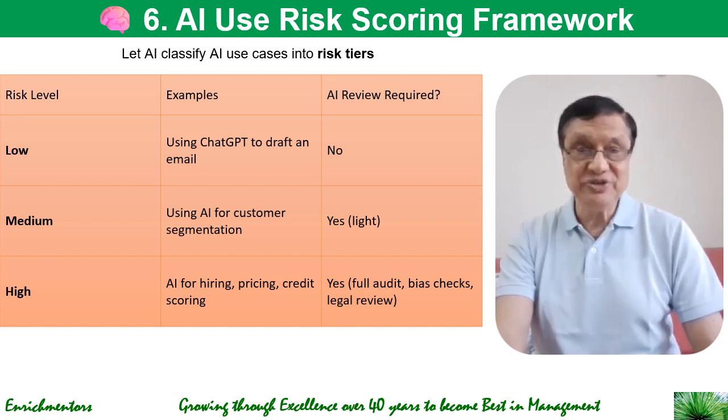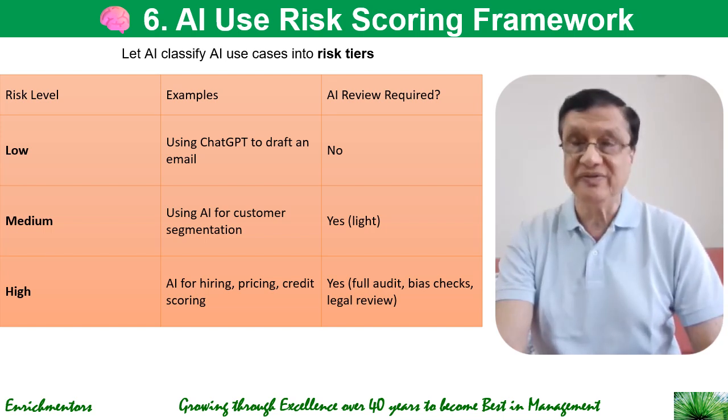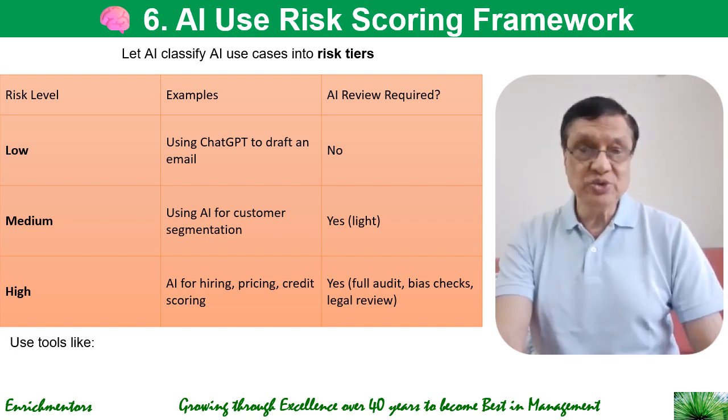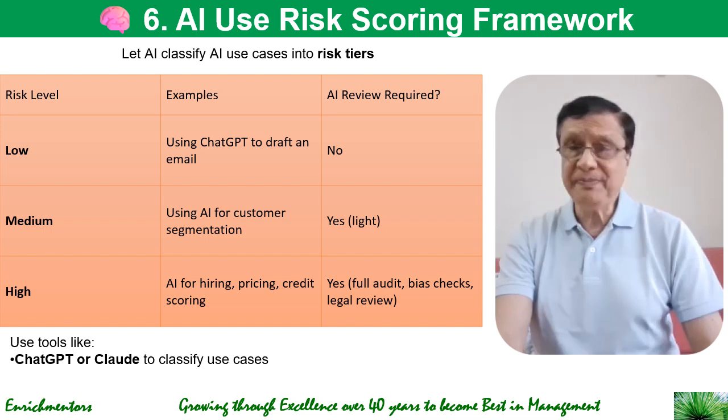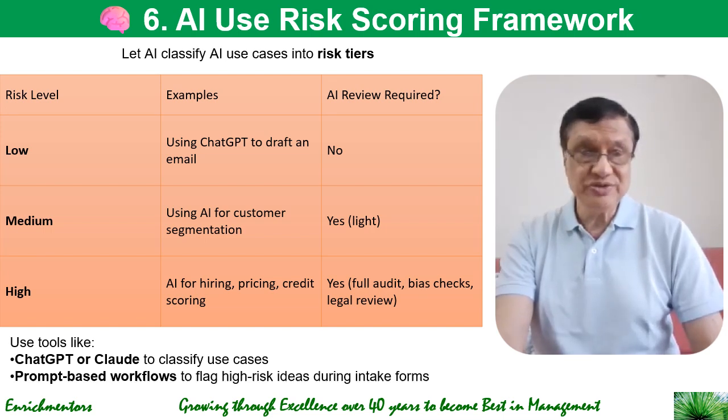The example of that is using AI for customer segmentation, and a light review may be required there. And a higher risk level use case could be AI for hiring, pricing, credit scoring, and there you will need a full audit, bias checks, and legal reviews. For this, you can use tools like ChatGPT or Claude to classify use cases and prompt-based workflows to flag higher risk ideas during intake forms, right? So that's how you can use a risk scoring framework for AI.